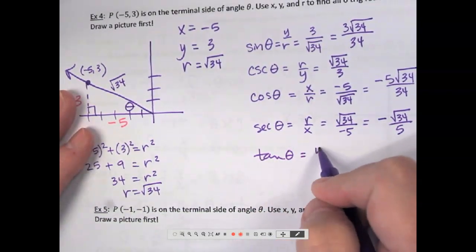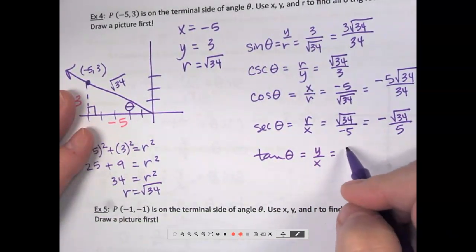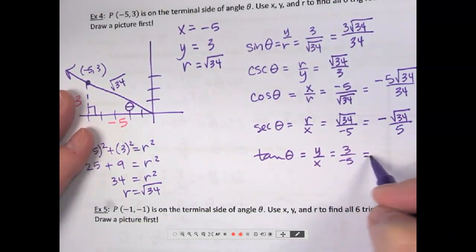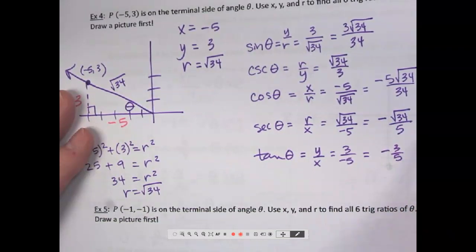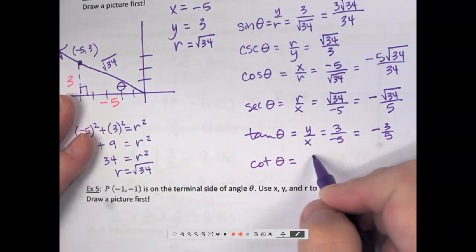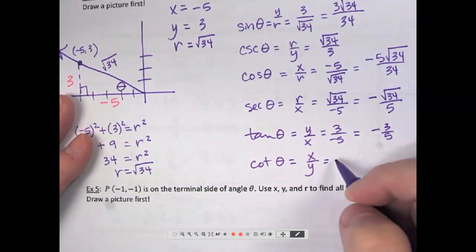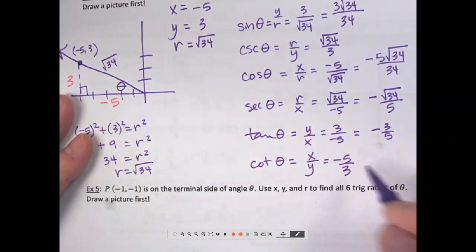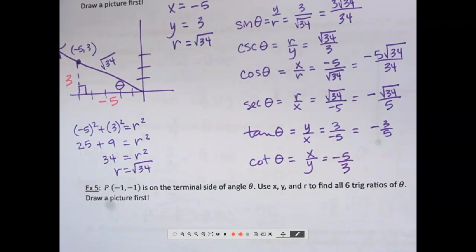Tangent is y over x, 3 over -5, or -3/5. And cotangent is x over y, -5 over 3. Questions?